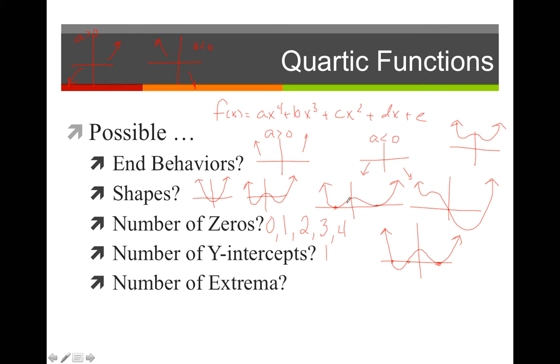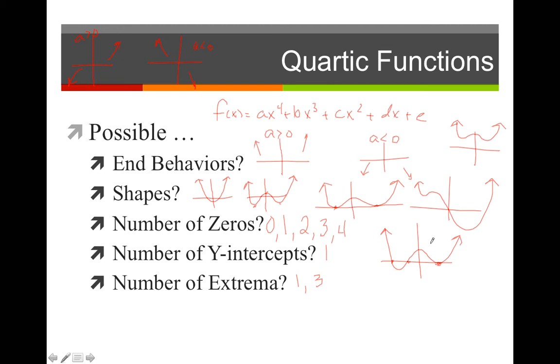And again, look at this, the number of extrema. I could have 1. I could have 3. Notice here I got 3. But look at all these examples. I can't have 2, and I can't have 4. So I can have 1 or 3 extrema on quartic functions.